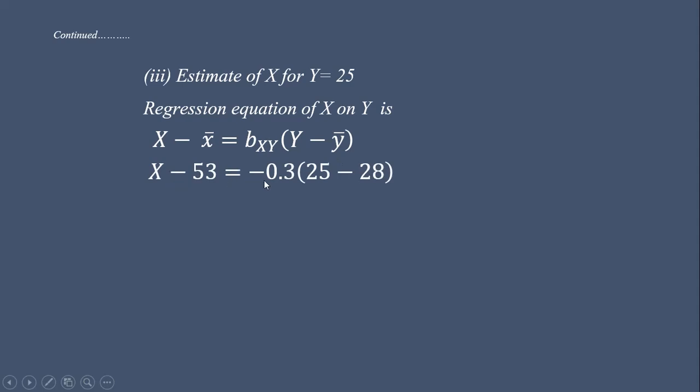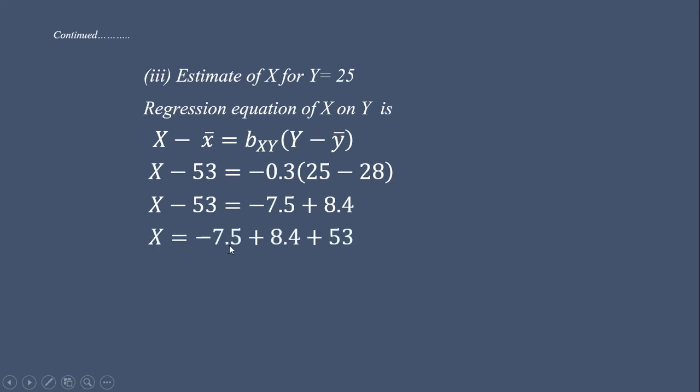So x minus 53 is equal to minus 0.3 into bracket y, which is given as 25, minus here y bar is 28. So x minus 53, multiplying inside, minus 0.3 into 25 is minus 7.5, minus 0.3 into minus 28 is 8.4. Now we transfer minus 53 to this side, we get x is equal to minus 7.5 plus 8.4 plus 53. So this addition gives x is equal to 53.9. So when y is equal to 25, we get the value of x is equal to 53.9. So x is equal to 53.9.